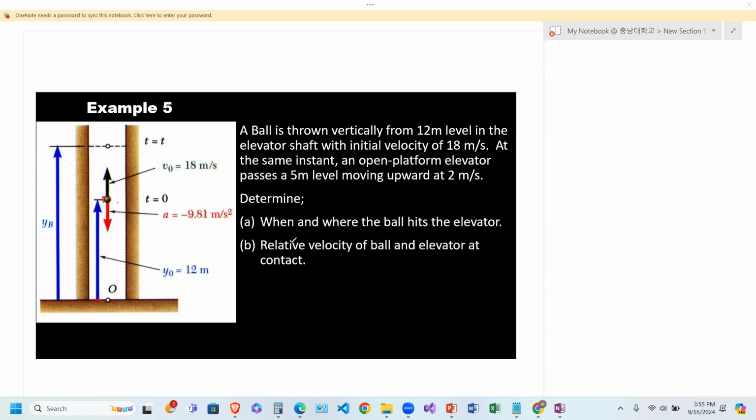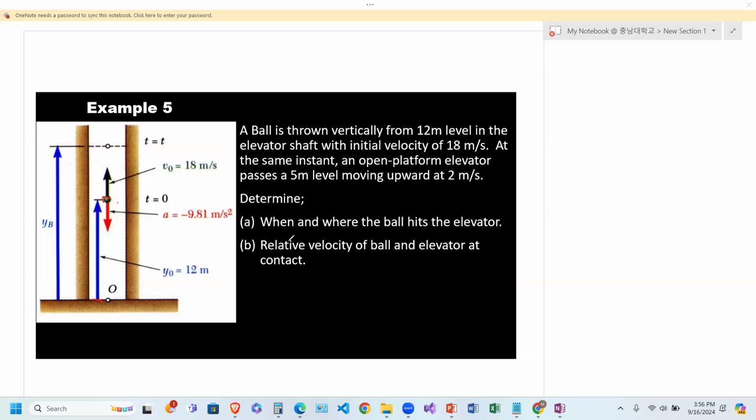So now they want us to determine, first of all, when and where the ball hits the elevator. They also want us to determine the relative velocity of the ball and the elevator at contact, right? First of all, does the ball hit the elevator? And secondly, the relative velocity of the ball and the elevator at contact. So now that's what we need.